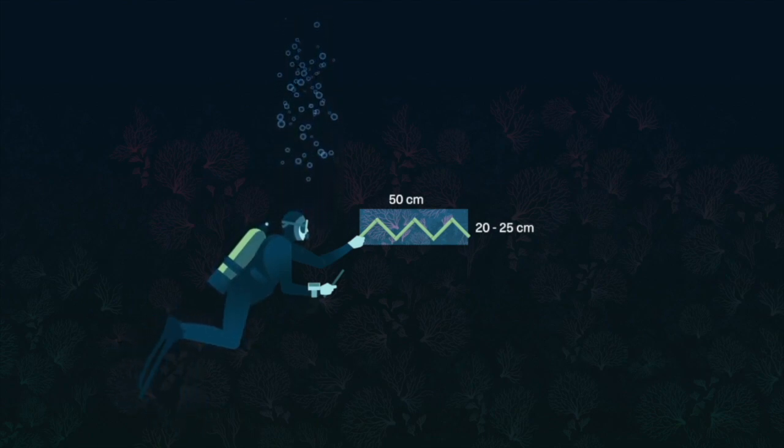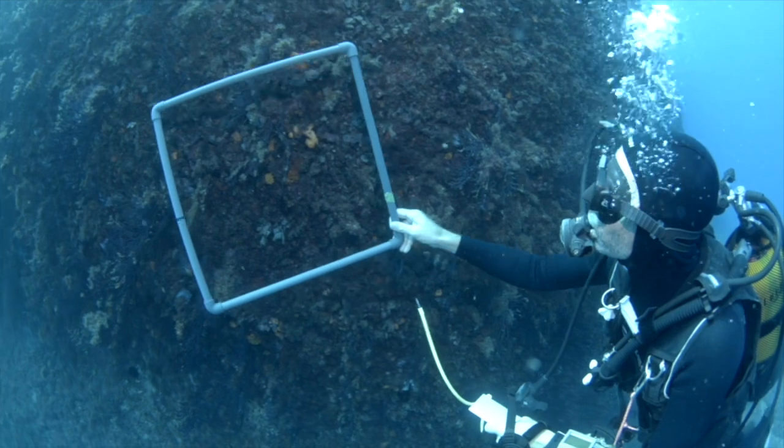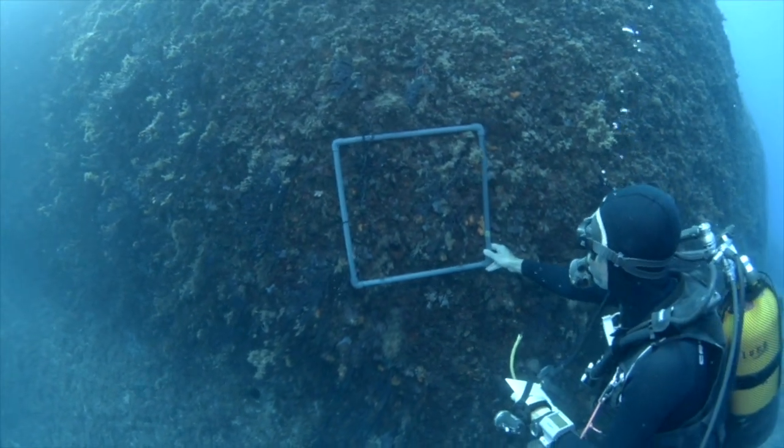wooden ruler. When collecting data, do not take into account small colonies. We consider small colonies the ones measuring less than 15 cm in height for gorgonians. In this video, as an example, a quadrat is used for sampling.